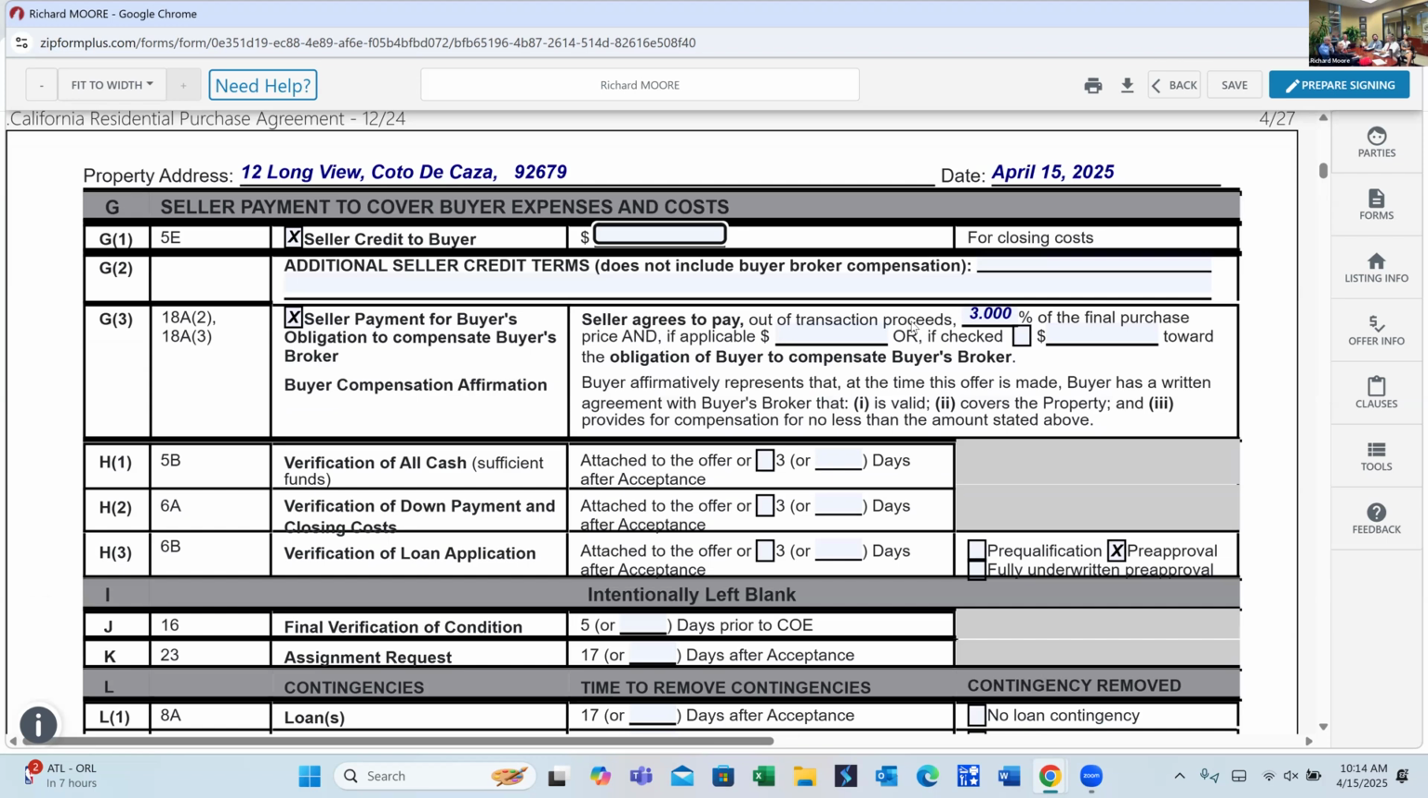And then additional seller credit terms does not include buyer broker compensation. Well, I guess you can name any number of things in there in terms of the amount of credit you want.